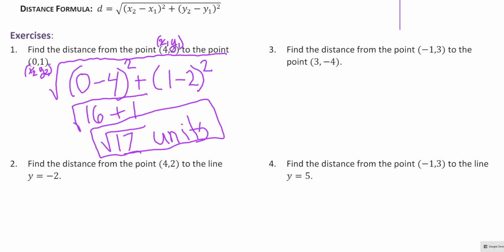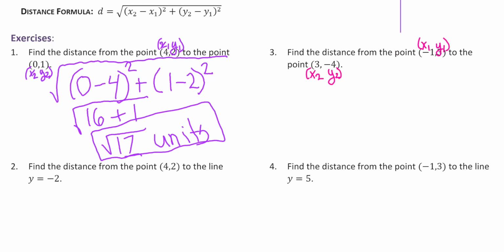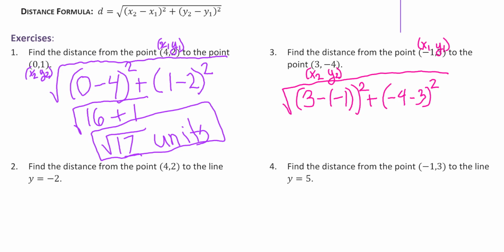Okay, we're going to do the same thing for question number 3. The first thing I'm going to do is label the coordinates. Again, I'm going to use the distance formula. So we have x2, which is 3, minus x sub 1, which is negative 1, squared, plus y sub 2, which is negative 4, minus y sub 1, which is 3. We have to take the square root of that value.